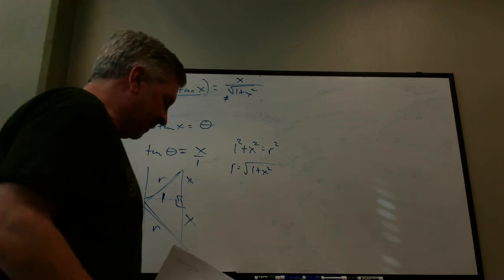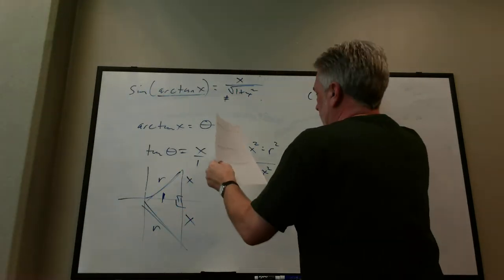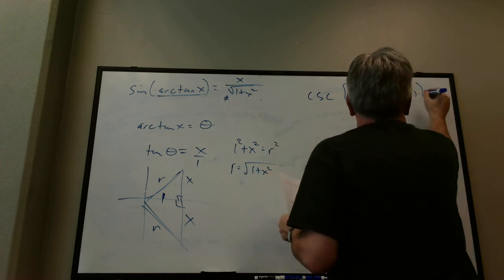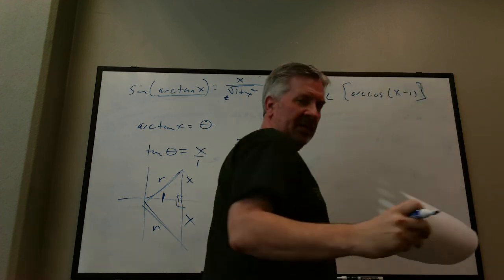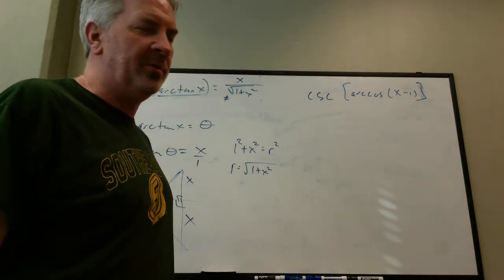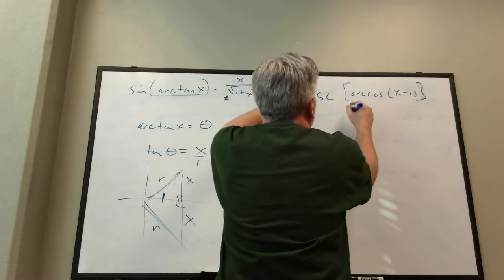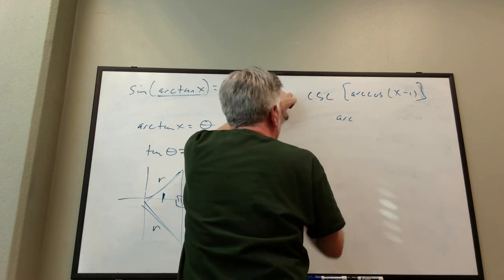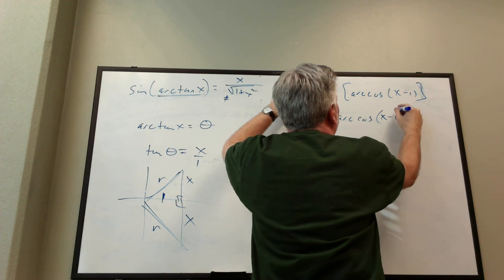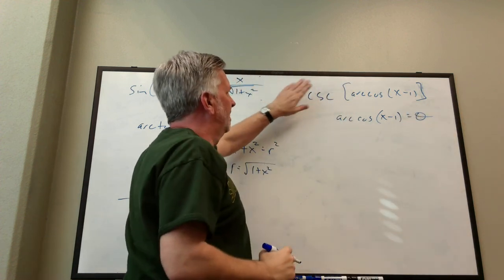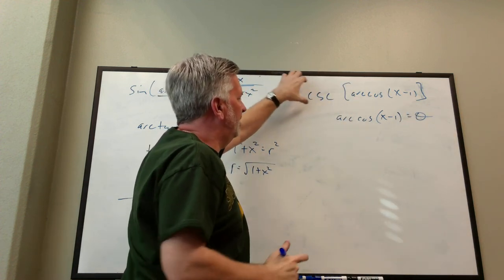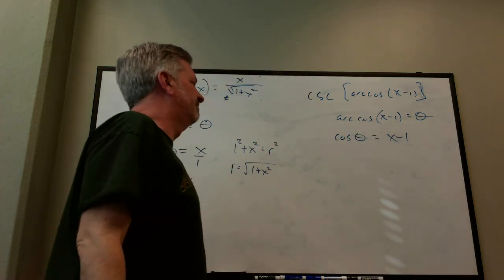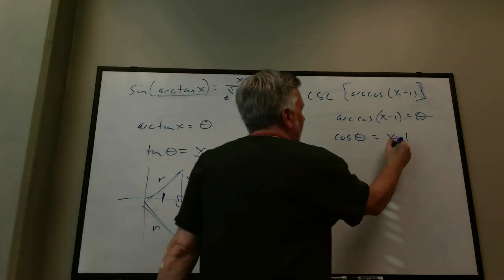And the last one's similar. It says cosecant of arc cosine of x minus 1. Okay. So again, the cosecant out front isn't the important part, right? So arc cosine of a number is an angle. Again, I'm ignoring the cosecant, focusing on the angle. That means cosine of the angle is the number. Think of this as x minus 1 over 1.